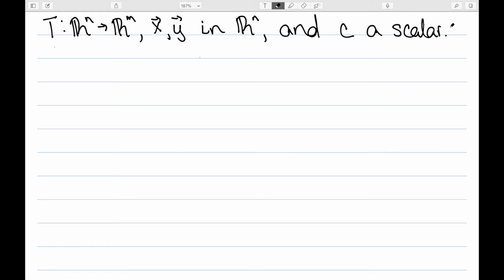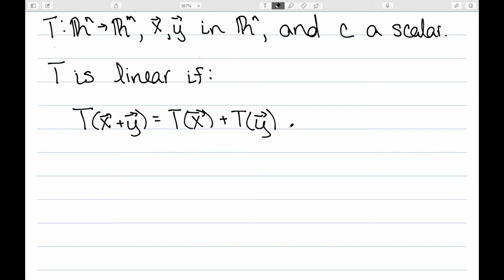Now that we're a little more comfortable with transformations, let's look at what an actual linear transformation is. Let's suppose we have a transformation T going from Rn to Rm. We know x and y are in Rn, and c is a scalar, so we have two input vectors and a scalar. And we say it's a linear transformation if two things are true. The first, T of x plus y is equal to T of x plus T of y. I can break up my transformation over addition. And the second one, T of cx is equal to c times T of x. I can factor scalars in and out.